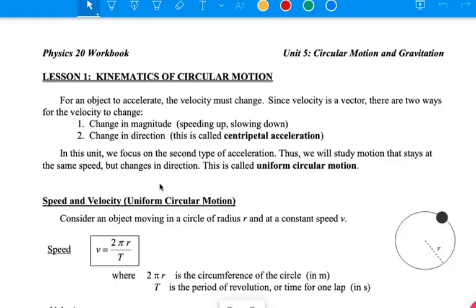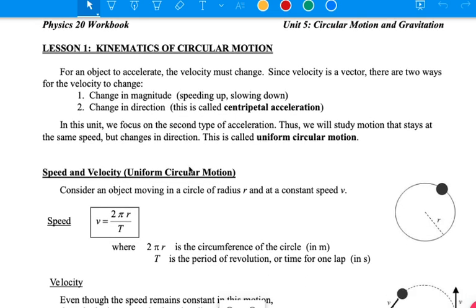All right, let's get started with lesson 1. So we have kinematics of circular motion. If we think back to our first and second unit on kinematics, kinematics is all about motion, right? Whether that's speed or acceleration. And here we're going to look at the kinematics of objects that are moving in circles. So this whole unit is focused on circular motion and then connecting circular motion to gravitation. So this is a good starting point.